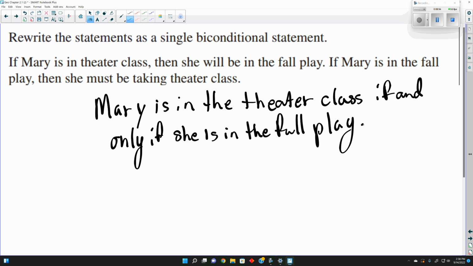Yep. But what's interesting with the biconditional is they both imply each other. For it to work, both have to be true. But for this here, they are making it a requirement. You can't take the class without being in the play. Questions on this here?